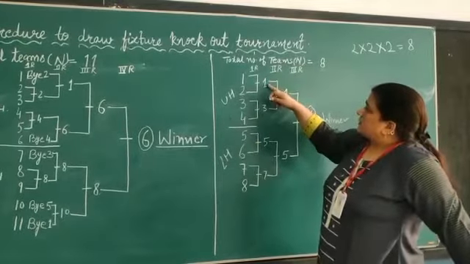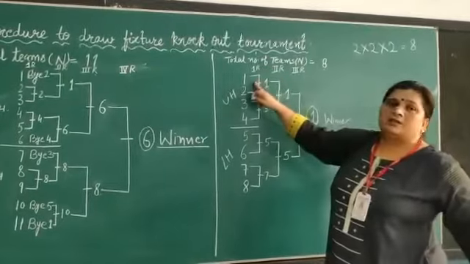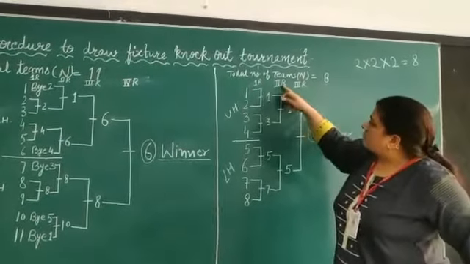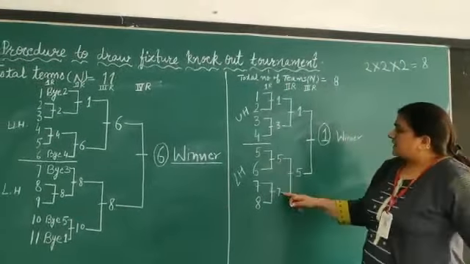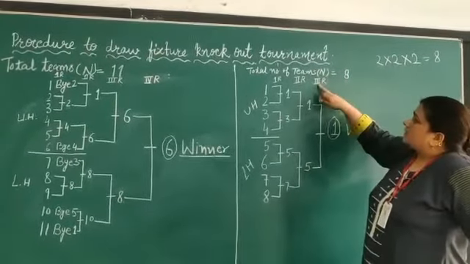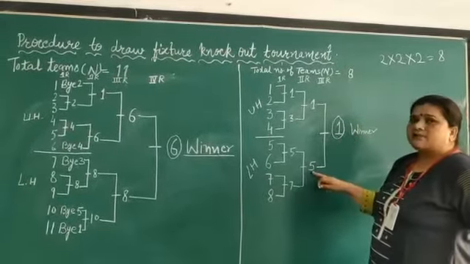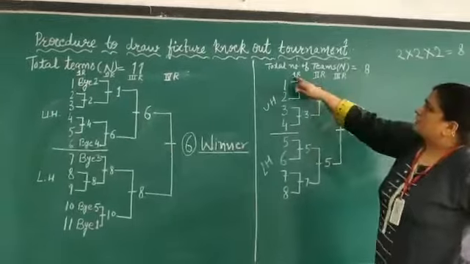1 is the winner, 3 is the winner, 5 is the winner, 7 is the winner. This is the first round. In the second round, 1 versus 3, 5 versus 7, in which 1 is the winner and 5 is the winner. And the third round will be between 1 and 5, in which 1 is the winner and 5 is the second position holder. So the total number of rounds is 3.